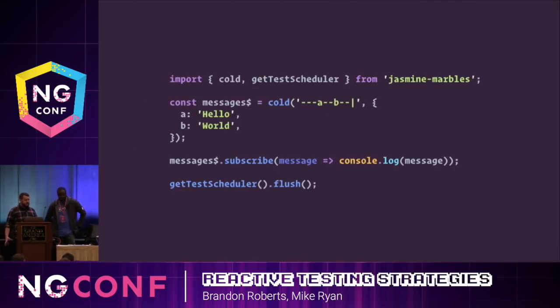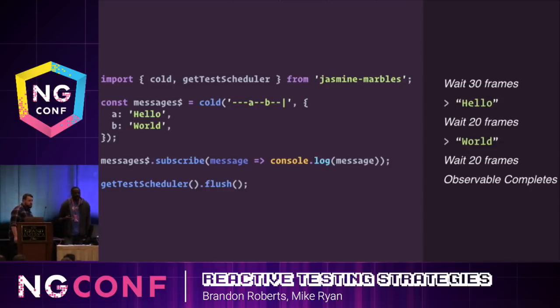Okay, so what does this library look like, and what is a marble diagram? Here's a simple test that we can write using Jasmine Marbles. So here we're importing two utility functions from Jasmine Marbles, the cold function, which lets you create a cold observable, and the test scheduler function. And so what we're doing is we're describing this cold observable using a marble diagram and providing that marble diagram with some context. Then we can subscribe to this observable like any other observable, but it's using virtual time, so we then have to get what's called a test scheduler. We flush it to cause virtual time to run instantaneously. So let's walk through this a little bit more.